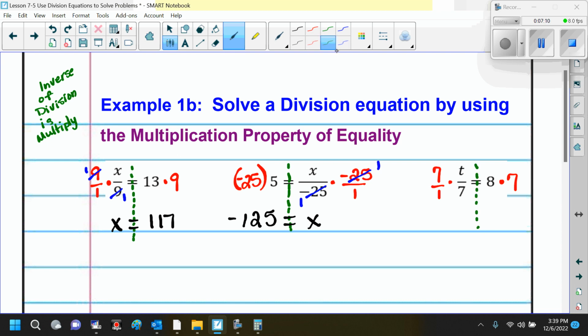So now you can see that this 7 and the 7 simplify to 1s. So all of this is equal to 1 times t, which is t. And that is equal to 8 times 7, which is 56. Did you get it? Awesome.